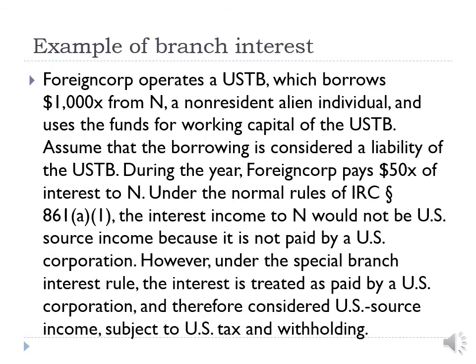Here's an example of the special branch interest rule. Foreign Corp operates a U.S. trade or business which borrows $1,000 from N, a non-resident alien individual, and uses the funds for working capital of the U.S. trade or business. Assume that the borrowing is considered a liability of the U.S. trade or business. During the year, Foreign Corp pays $50 of interest to N, and under the normal rules of IRC 861(a)(1), the interest income to N would not be U.S. source income because it is not paid by a U.S. corporation. However, under the special branch interest rule, the interest is treated as paid by a U.S. corporation and therefore considered U.S. source income subject to U.S. tax and withholding.